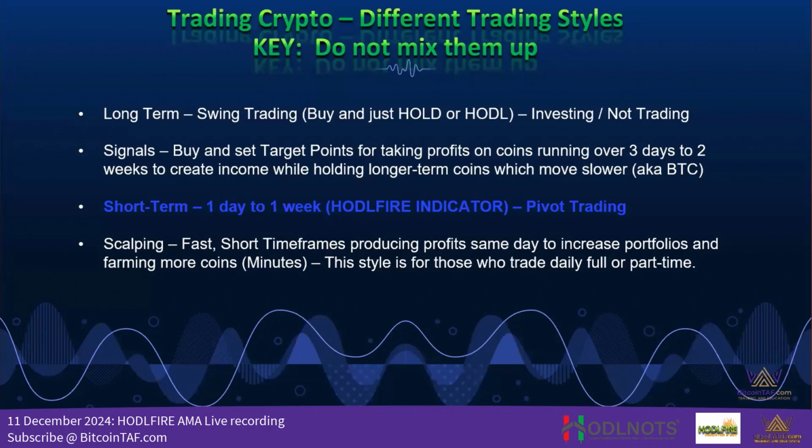Then we have signals. Signals are where they call coins and you work TP targets on those. If you're going to do signals, please use the signals and watch those signals and work those signals the way they're intended. We don't scalp trade those signals up. We don't long-term hold those signals. We're trying to get profits usually within a period of 3 days to 2 weeks, somewhere around 10 days.